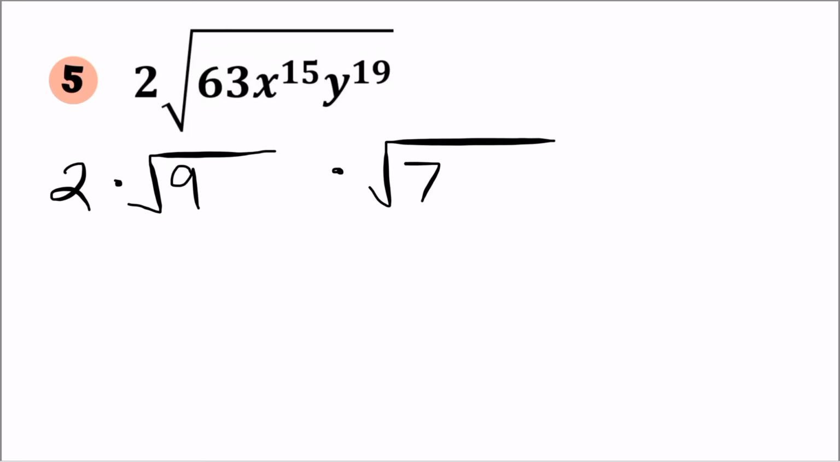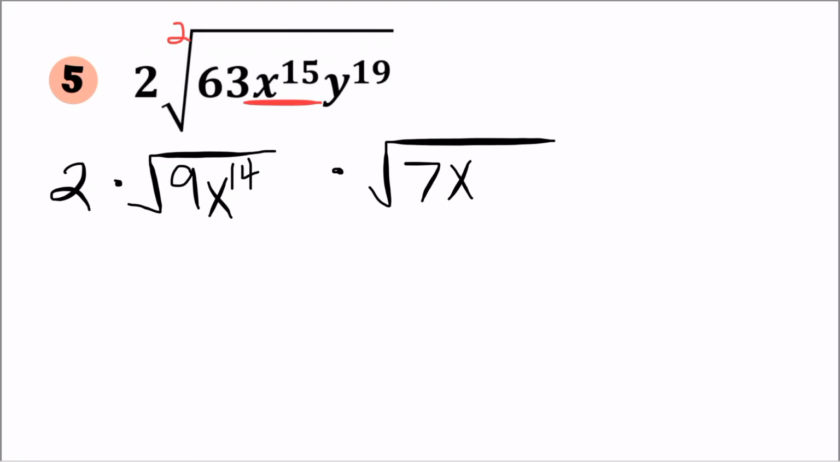So now I look at x to the 15th. Again, our index is a 2. So that means I need to have a multiple of 2. So how many x's can I take out so that it can be a multiple of 2? Well, the largest amount would be 14. So I'm going to write x to the 14th here. And whenever I do that, I have one x left over, so I'm going to put it in my radical that can't be simplified. Then I look at the y's.